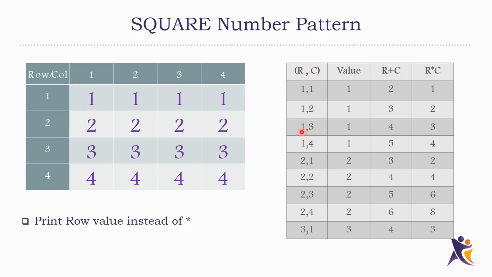If you see this table, I've just given the row number and column number, 1 comma 1, and what is the value here. I just added the row number and column number, and I also multiplied, just to figure out if there is any pattern inside this, so that I can decide which value to print. So here it is pretty straightforward: instead of printing a star, I'll just print the row number.